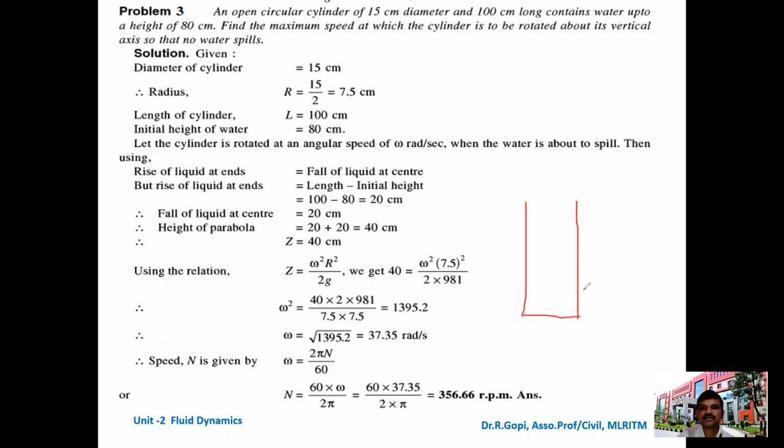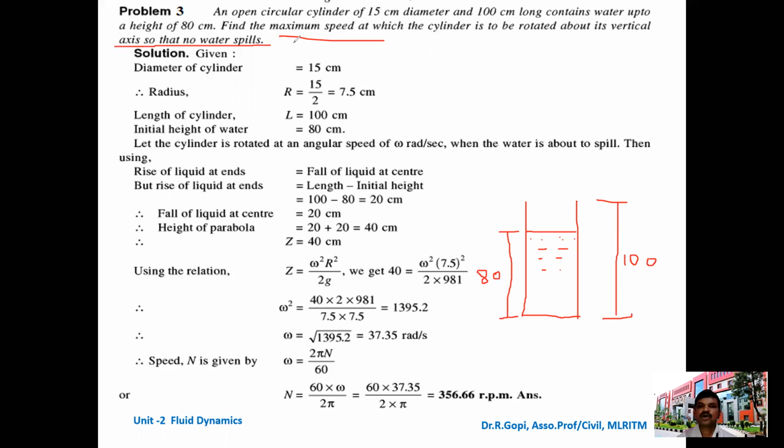So this is the cylinder. What is this height? This height is 100. Now water is filled up to, this is the water, these are all water. The water is filled up to a height of 80 centimeter. Find the maximum speed at which the cylinder is to be rotated about its vertical axis so that no water spills.